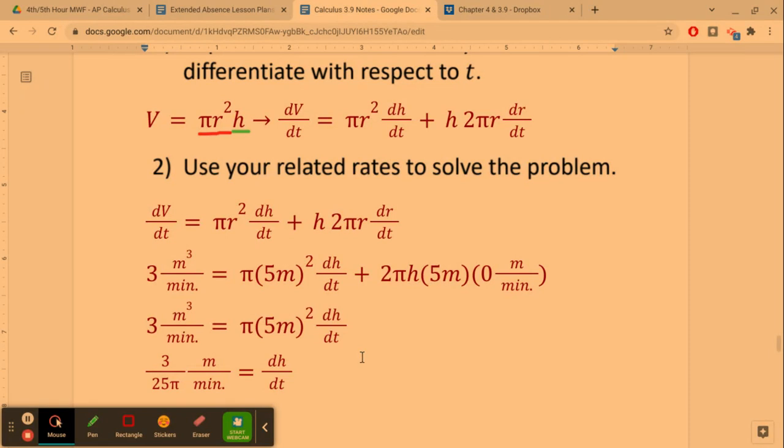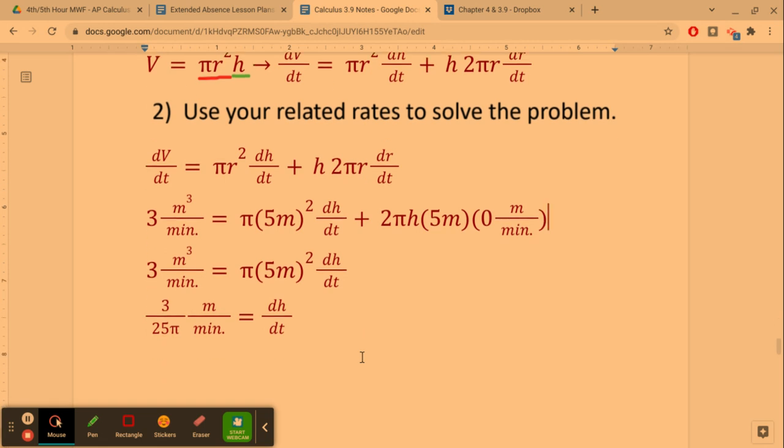Now, let's move on to the next problem. This is the last problem for today's lesson, and then I'll turn you loose on the homework again.